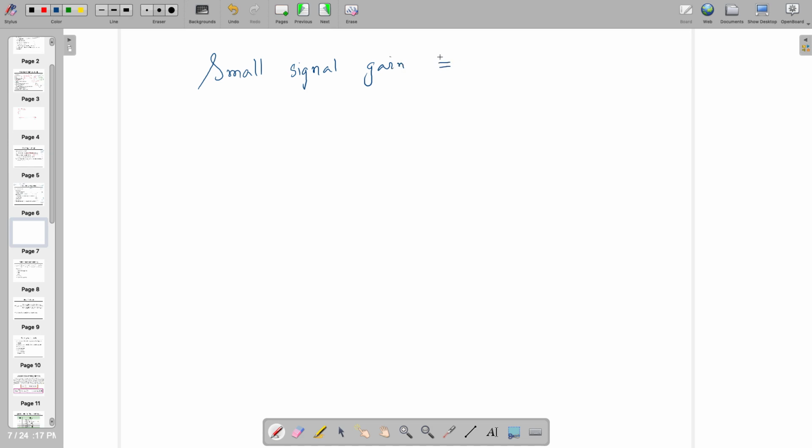Okay, so there are a few more terms like small signal gain. Sometimes some people call it DC gain also. Some people call it low frequency gain also. All are synonyms. You can say any name, all are the same. Have you heard any one of them? Yes, in BJT.